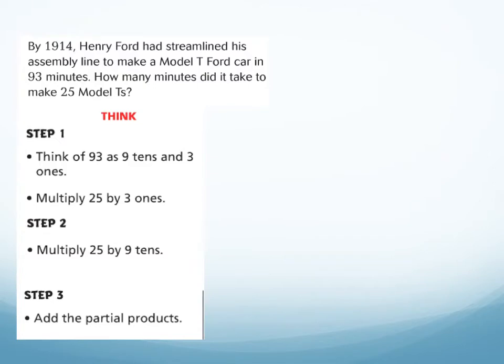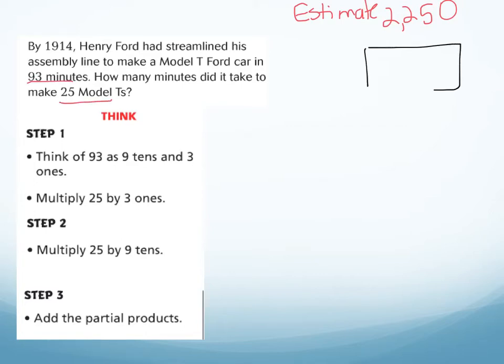As we multiply, let's remember that our estimate was 2,250. That way we can check to see if our answer makes sense in the end. Another thing that might help as we multiply 93 times 25 would be to think about our partial products box. If I'm going to multiply 93 times 25, I'm going to do 90 and 3 and 20 and 5. As I multiply using the regular algorithm or regrouping, I'm going to do the same steps as I solve my problem. I'm going to do 93 and 25.